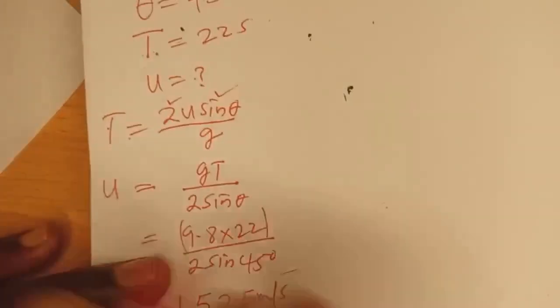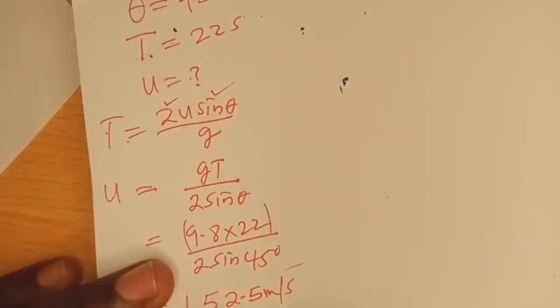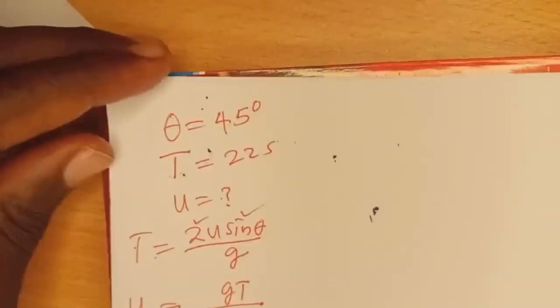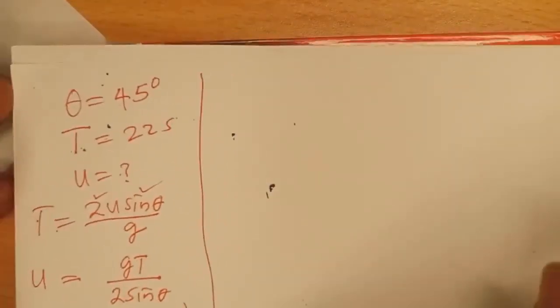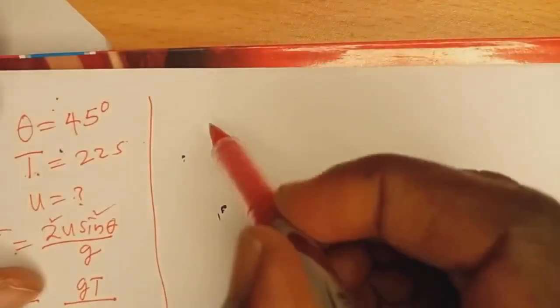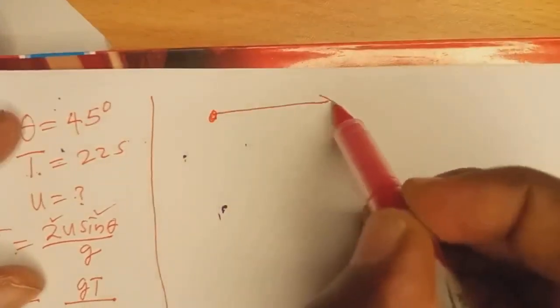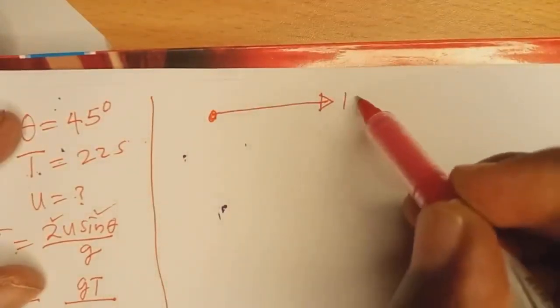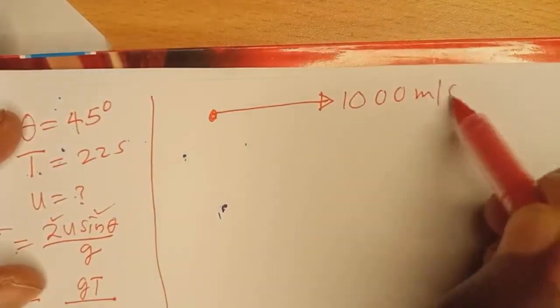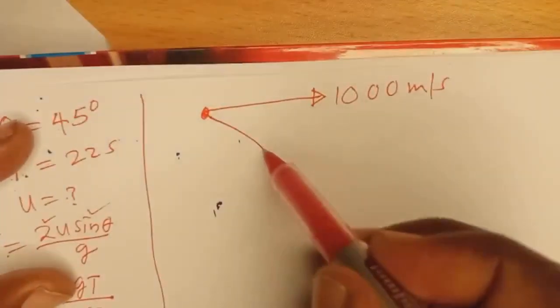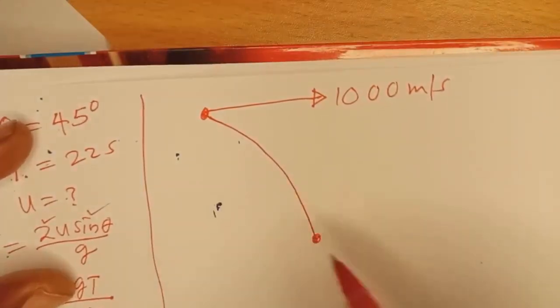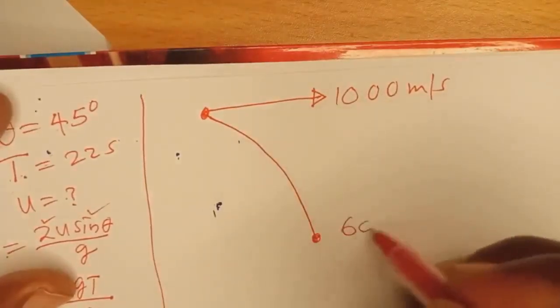Okay, having said that, we can now move on. We are still on projectile. Let's say we have a pilot, and this pilot is an army officer. He drops a bomb from a height, and the plane was moving with a horizontal velocity of, let's say, 1000 meters per second. Oh, this is so fast. Then it drops a bomb, and this bomb hits a target after 60 seconds.